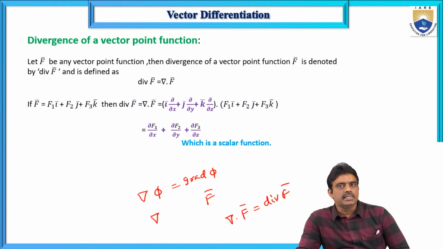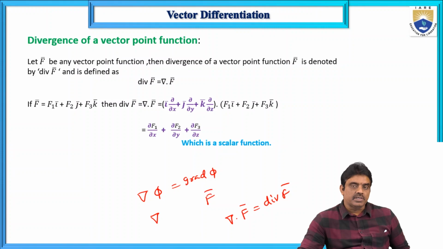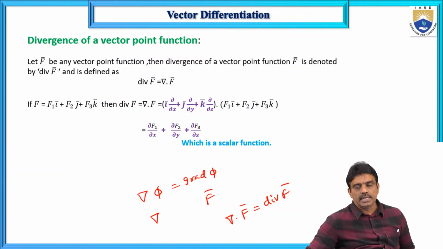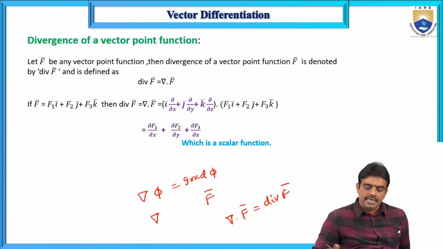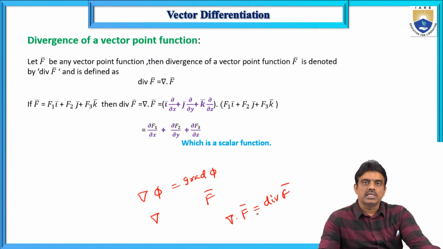Del is a differential operator and it can be applied on both scalar and vector functions. If del is applied on a vector point function f bar as a dot product, then the resultant will be a scalar, and this dot product is called the divergence of f bar.